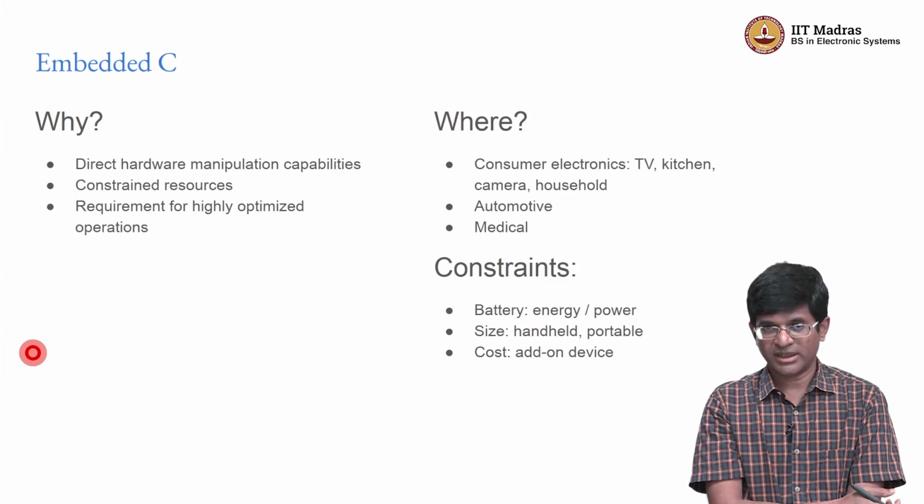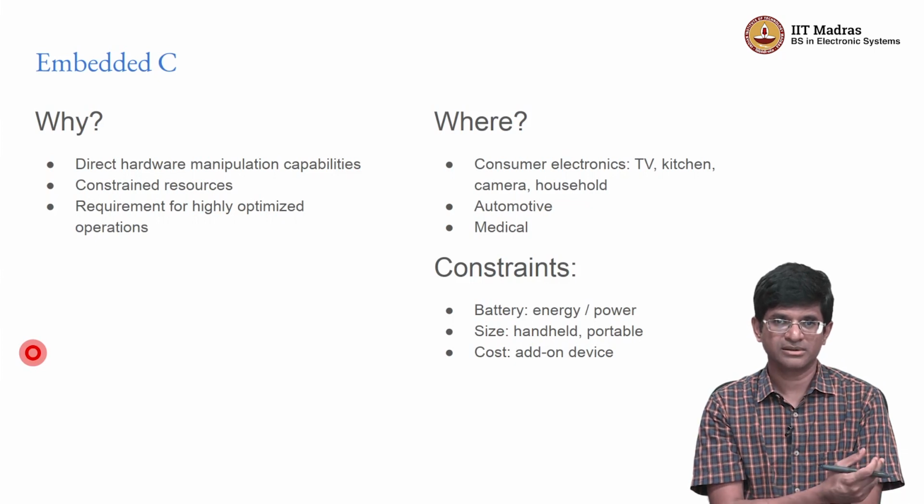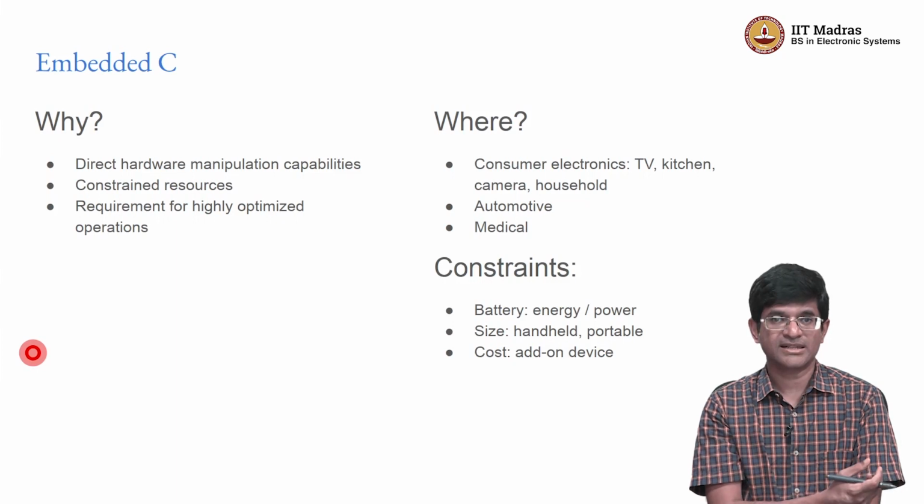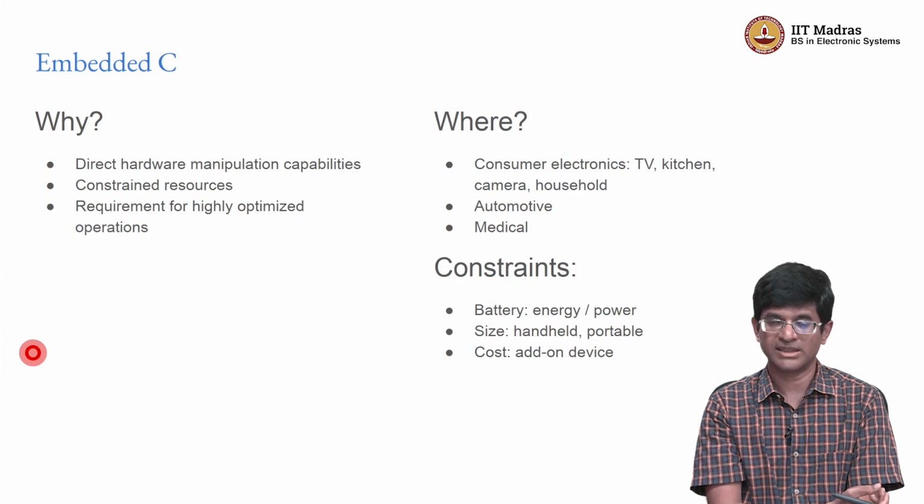And most importantly, embedded systems tend to be systems that have very tight constraints. It could be that the entire thing needs to run off a battery, which means that there is a constraint on the amount of energy or power that's available to the system. It could be the size.